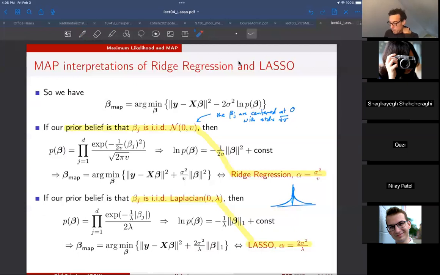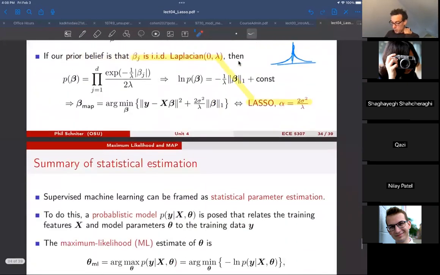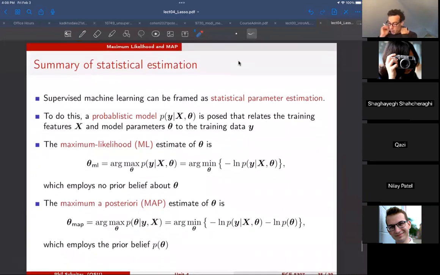Okay, so just to summarize then, try to wrap up quickly. Supervised machine learning can be framed as statistical parameter estimation. To do this, we come up with some probabilistic model relating our labels, features, and unknown parameters. It relates the training features and model parameters to the training data. For example, this could be the linear Gaussian model we saw. Then for maximum likelihood estimation, we maximize that thing over theta, or equivalently minimize the negative log of it. In doing so, we're bringing in no prior belief about theta.